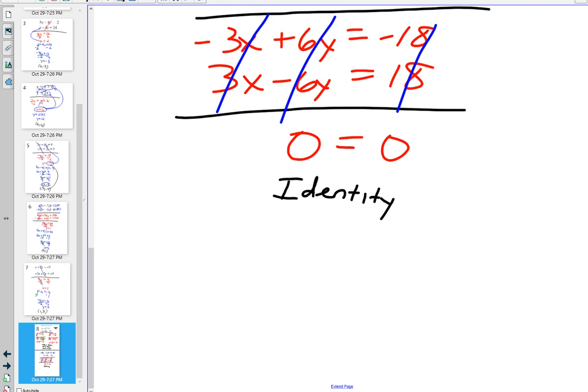Another I word, like let's say this would have been no solution. Let's say you get a 0 on the left, but then like a 15 on the right. If you get two numbers that are not equal, the word for that is inconsistent. The equations are inconsistent. Up to you how you want to do it. Any questions there? All right.